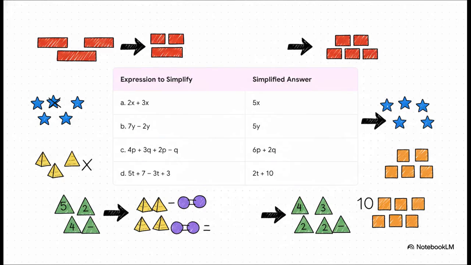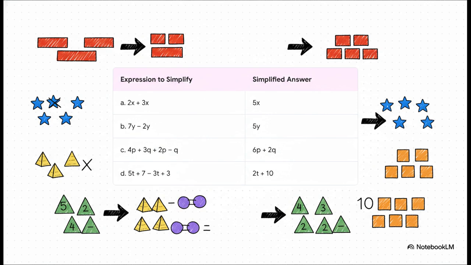All right, let's actually put this to work with a few examples. First up, 2x plus 3x. Okay, these are both x terms, so they're like terms. 2 of them plus 3 of them, easy, that's 5x. Next, 7y minus 2y, same deal, both are y terms. 7 minus 2 leaves us with 5y.